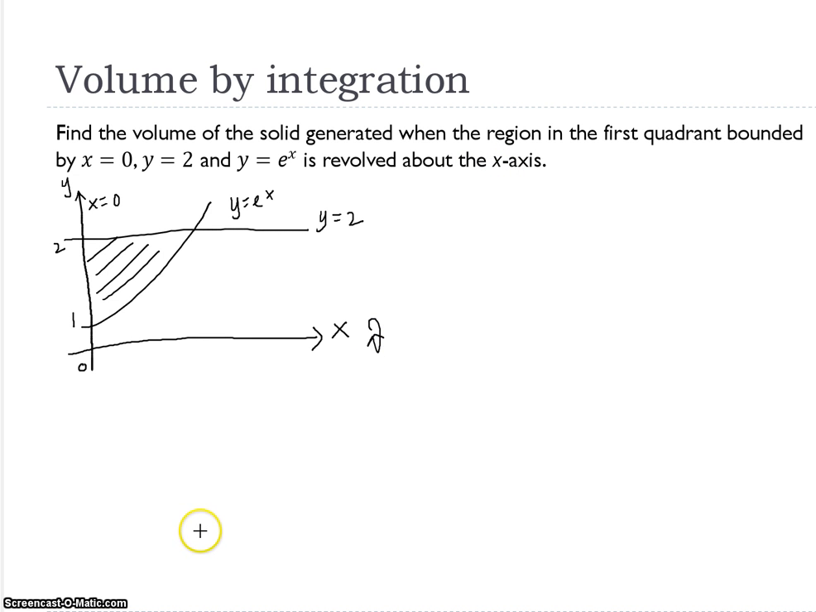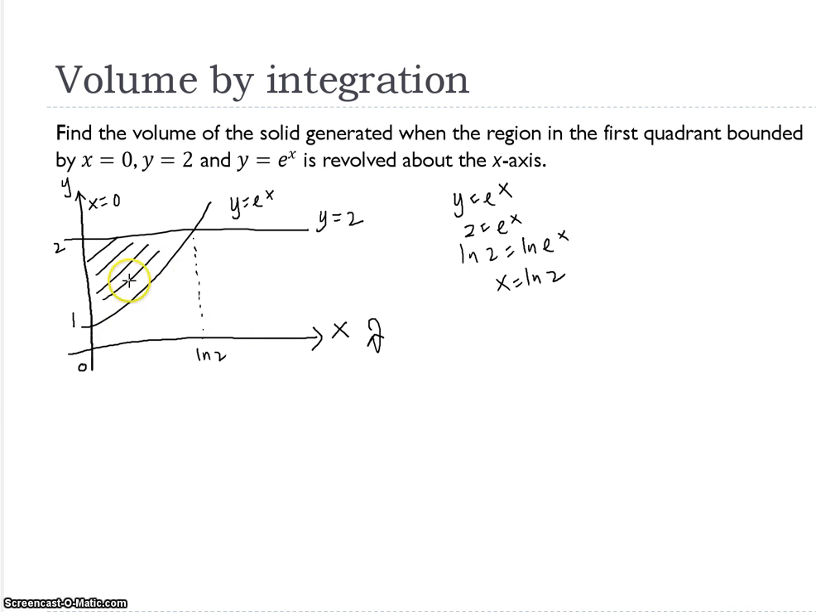So first we have to identify the outer radius and inner radius because we are going to rotate around the x-axis. Let's find the intersection point first. If y equals e^x, when y equals 2, what's the value of x? Okay, we can take ln on both sides. So x equals ln 2. So this is the point where x equals ln 2 and y equals 2. So we're going to find the volume.